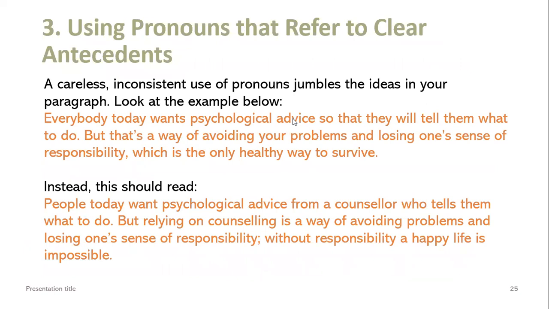So I move on to number three, using pronouns that refer to clear antecedents. We did touch on this before in our pronouns video, but let us review it. So a careless, inconsistent use of pronouns jumbles the ideas in your paragraph. Example, "Everybody today wants psychological advice so that they will tell them what to do. But that's a way of avoiding your problems and losing one's sense of responsibility, which is the only healthy way to survive." So right off the bat, we see many issues with the pronouns.